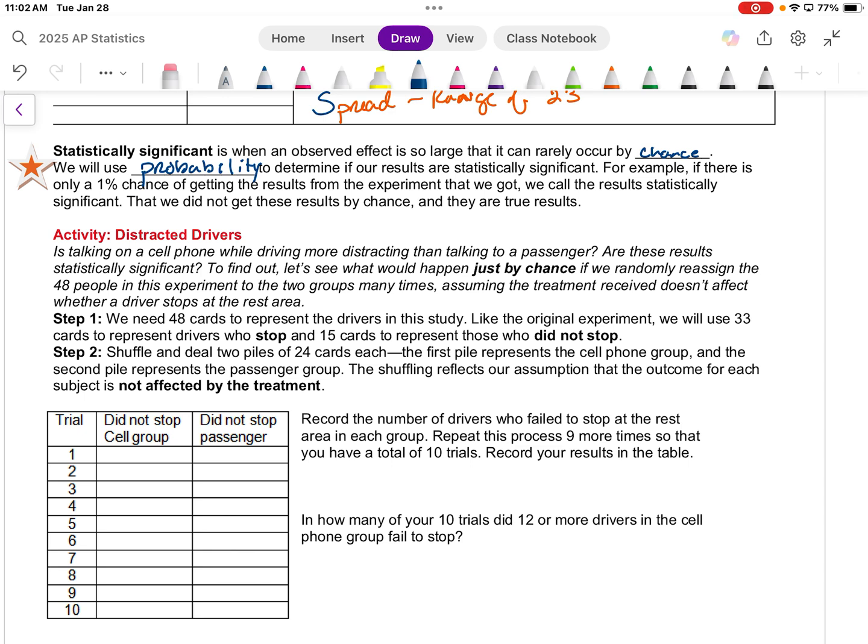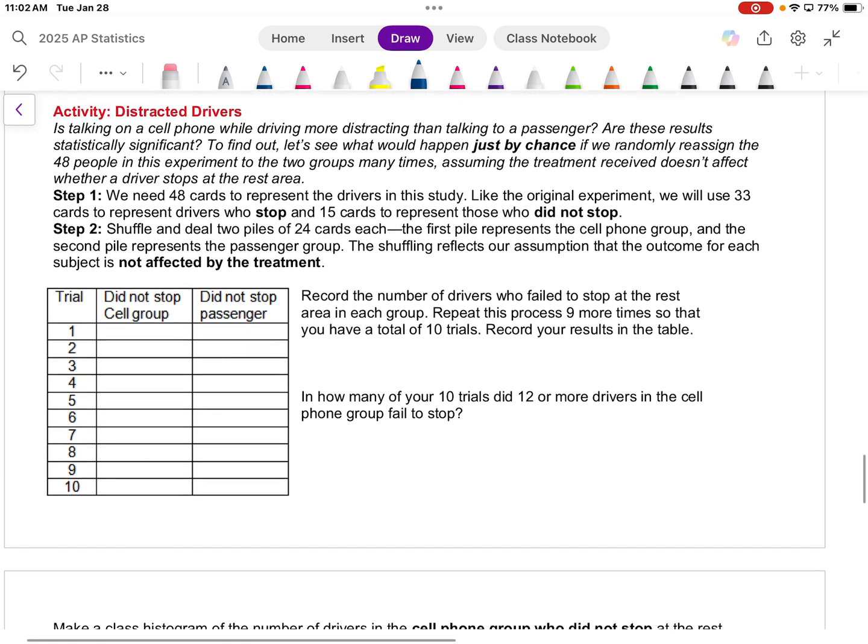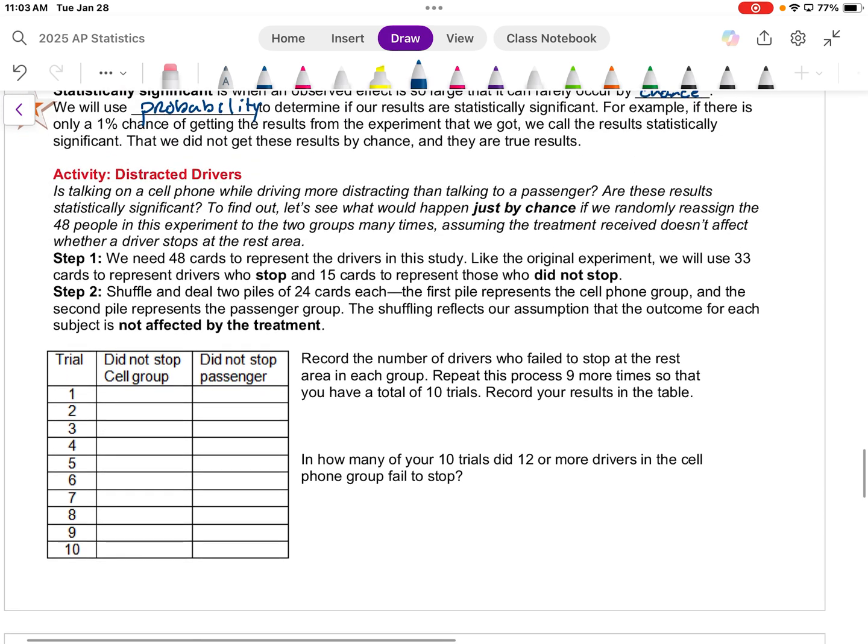All right, so we're going to pause. We're going to turn off the video. I'm going to grab some cards and we're going to try this, see how easy this is and how it is not. So, let me go.